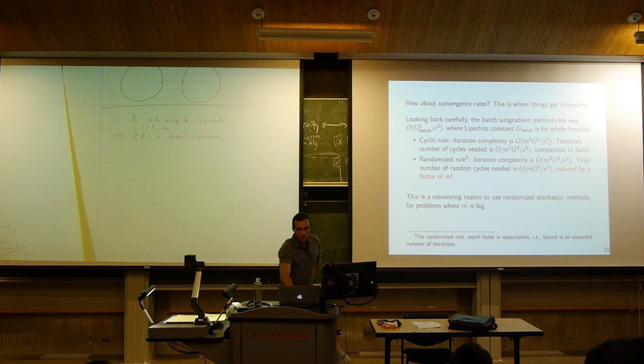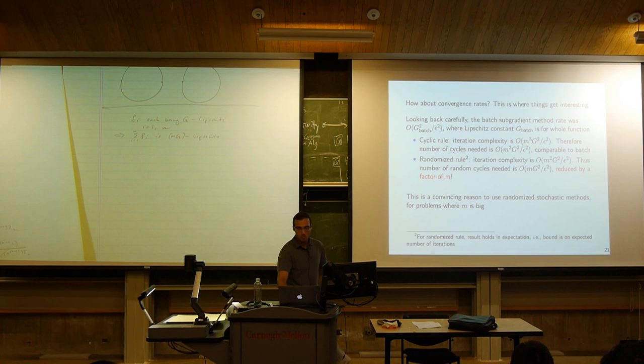So I'm citing here G squared batch. Think about this as the Lipschitz constant for the whole function. The cyclic rule, it turns out you can prove, has iteration complexity, the number of iterations needed, each iteration just being calculating a subgradient for, let's say, one of these functions fi and moving in the direction opposite to that, m cubed times g squared over epsilon squared. Okay, this is how many iterations we need to get an epsilon suboptimal solution.